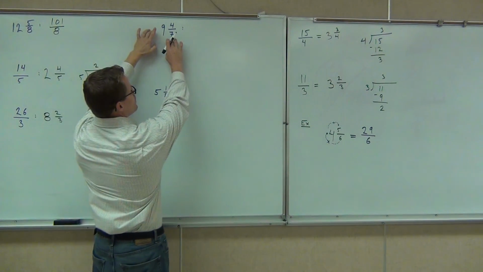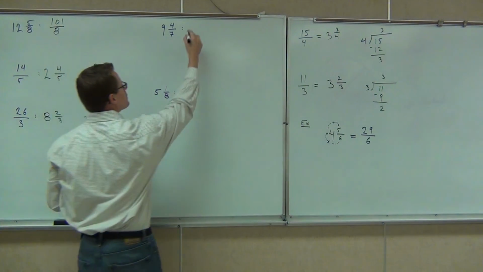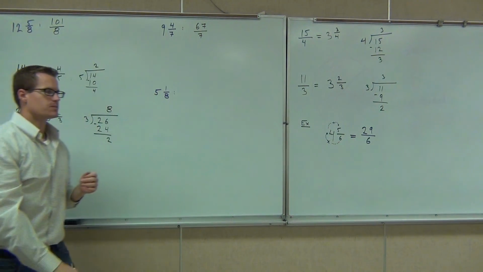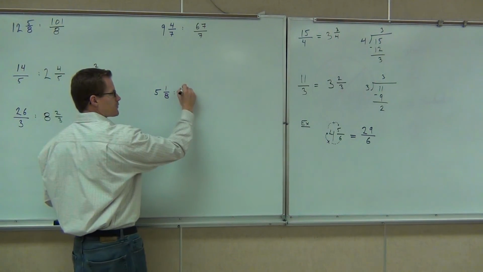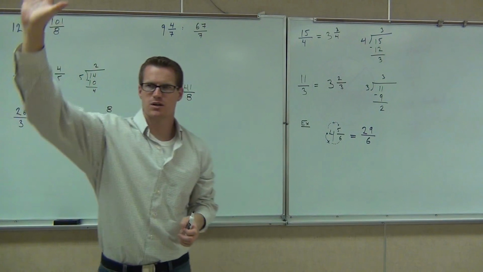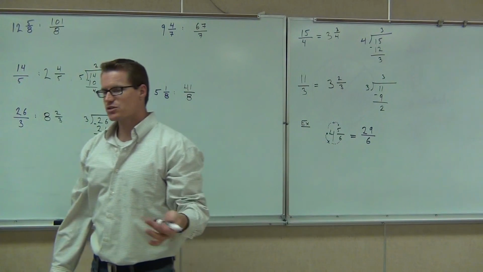So we're going to multiply, we'll get 63. We'll add 4, we'll get 67. The denominator does not change. Next up, we'll do our 5 times 8, that's 40. We'll add 1, we'll get 41 over 8. We're good to go. How many people feel okay with changing improper to mixed number and mixed number to improper? Good. That ends our section 4.1.